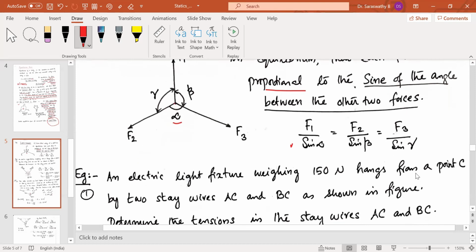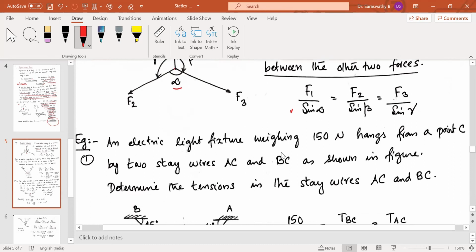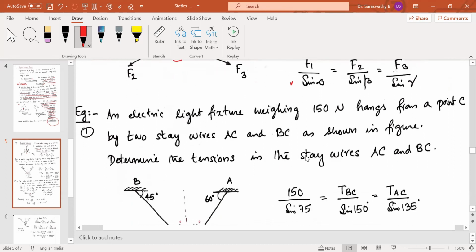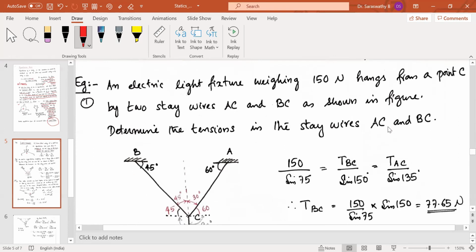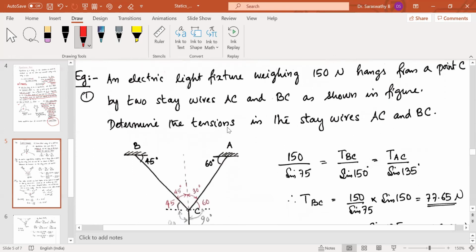So now I have an equilibrium problem of concurrent forces using Lami's theorem. Go through this example. An electric light fixture weighing 150 Newton hangs from a point C by two stay wires AC and BC as shown in the figure. Determine the tensions in the stay wires AC and BC. So this is an application level problem where we are going to use Lami's theorem.